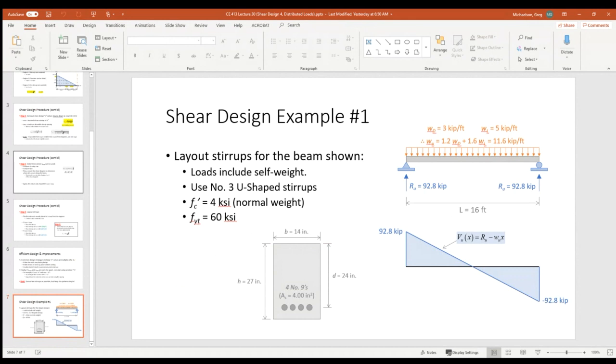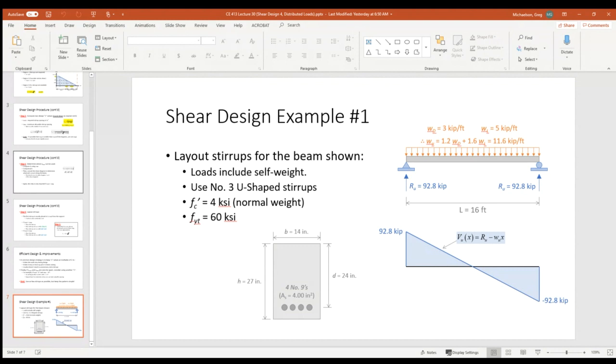So I want to take a second and digest what we've got going on this slide. We're going to lay out stirrups for this beam. First off, if you look at the bottom left, you can see I've got the beam dimensioned. It's a 14-inch wide beam. The depth is 24 inches, and I've got 4 number 9s in the beam, although that really doesn't matter. The flexural reinforcement doesn't matter for design purposes. All we really care about when we're designing for shear is b and d.